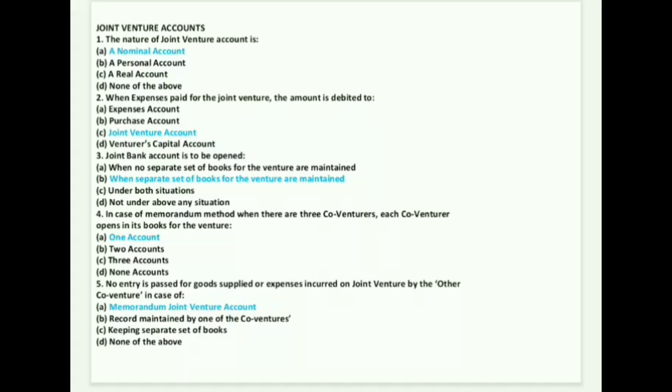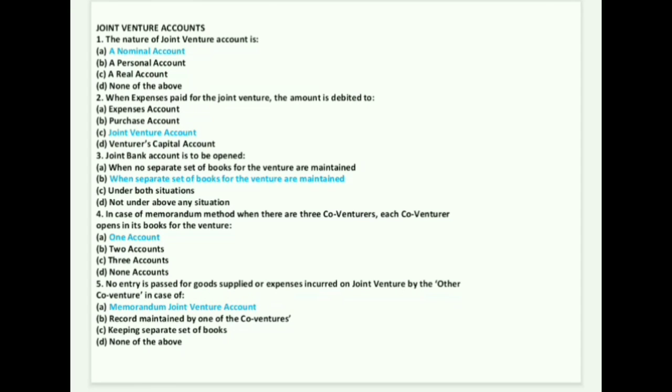Now the third: a joint bank account is to be opened. Options are when no separate set of books for the ventures is maintained, when a separate set of books for the ventures is maintained, under both situations, or under none of the above situations. Well, you have to select from 1 and 2 because only 2 options are there. A joint bank account is opened when a separate set of books for the ventures is maintained. So guys, whenever a joint bank account is opened, a separate set of books for the venture should be maintained, and the venture should maintain the separate account.